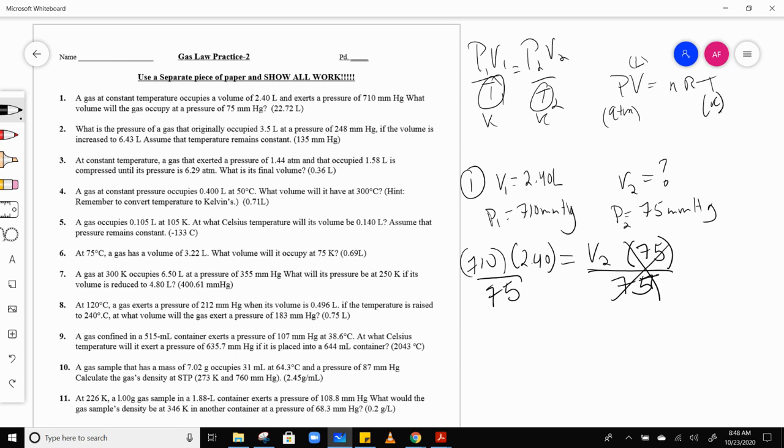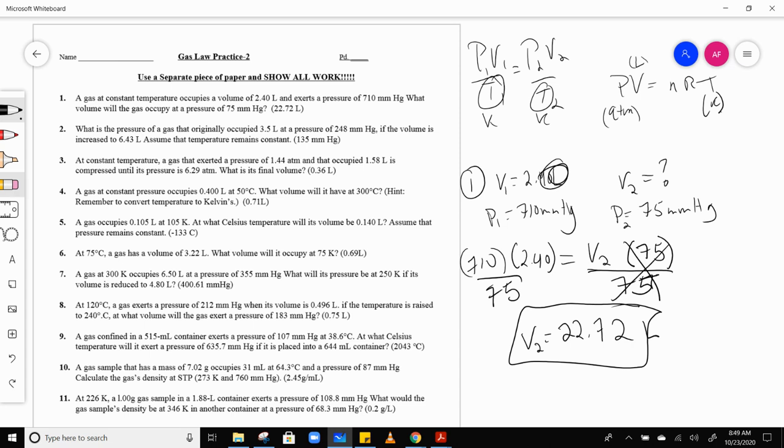So it's 710 times 2.4 divided by 75. Using my calculator, I get the new volume to be 22.72. And since we used liters in the beginning, it's going to be liters in the end. That's the answer.